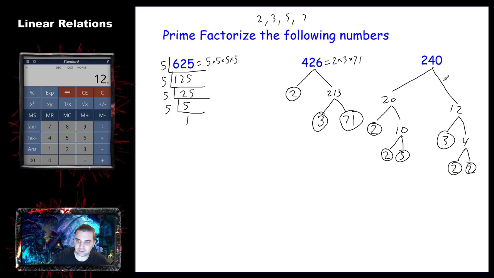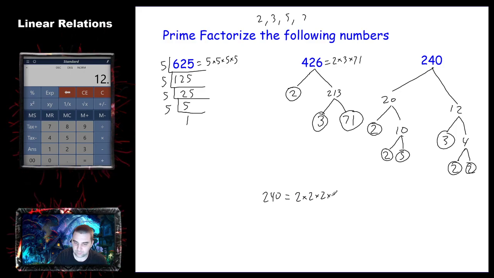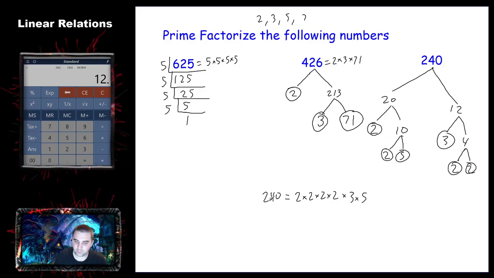So if I'm rewriting the 240, I have a little more room down here, so I'll write that here. 240 is equal to 2 times 2 times 2 times 2, so that's 4 2's. Then times 3 and times 5, and I have them all. So that would be my answer for this one.